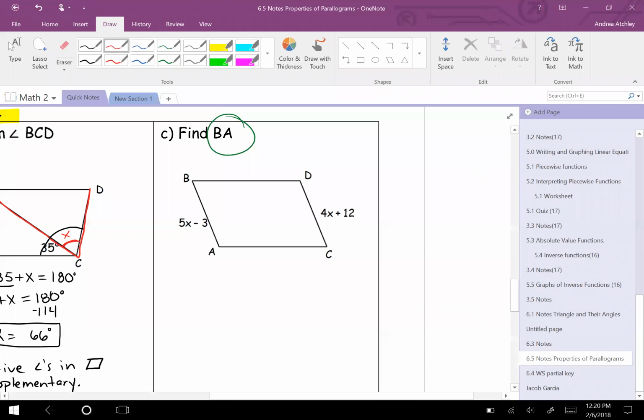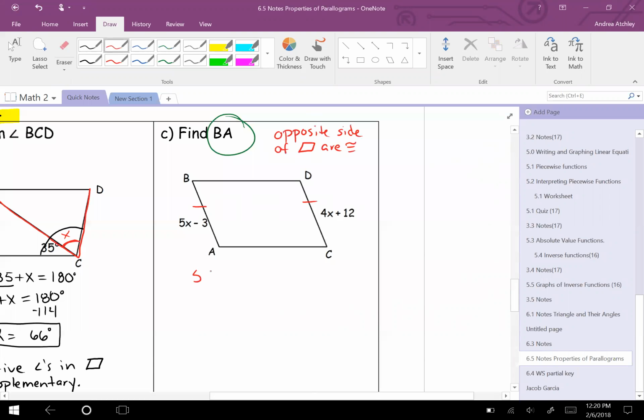Quiet down, please. Most of you came up with those were congruent. Opposite sides of parallelograms are congruent. That's our reasoning.